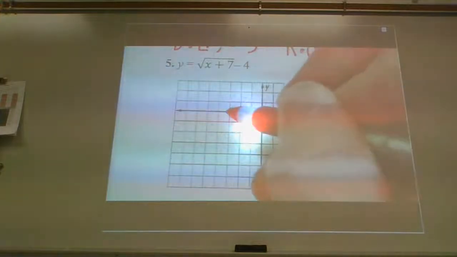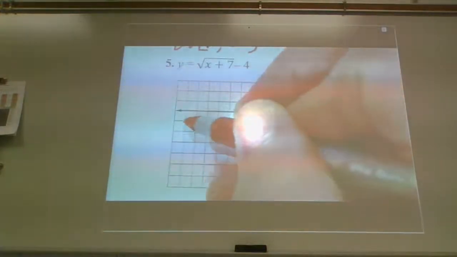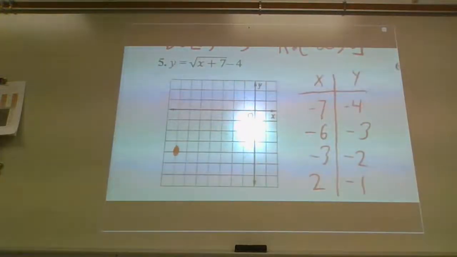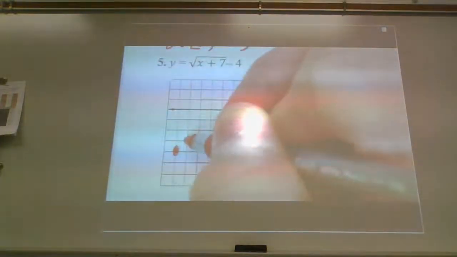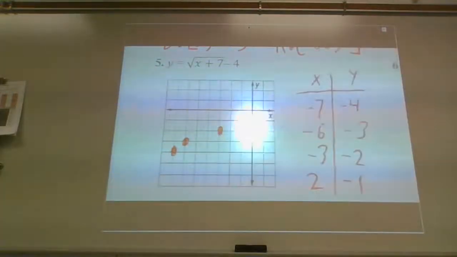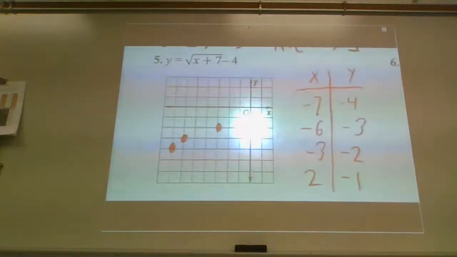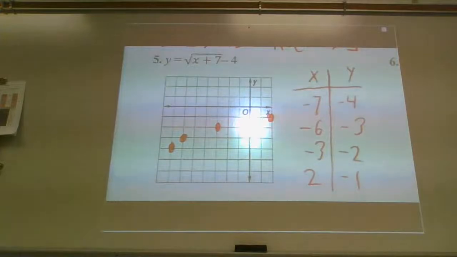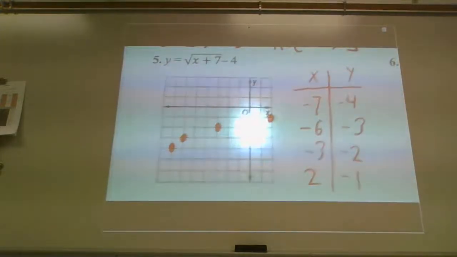1, 2, 3, 4, 5, 6, 7. 1, 2, 3, 4. -7, -4, that is my starting point. And of course, I can see that on the actual graph itself. -6, -3. -3, -2. And then was that +2, -1? Yeah, that was +2, -1. Weird. But that's what my graph does. There's the half of a parabola on its side.